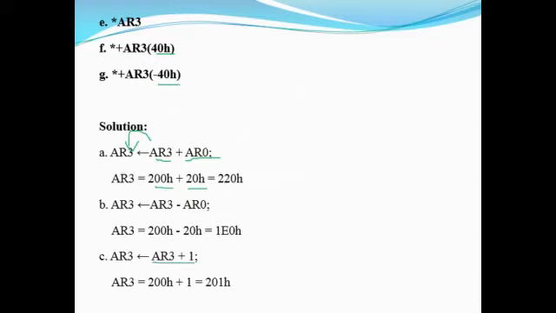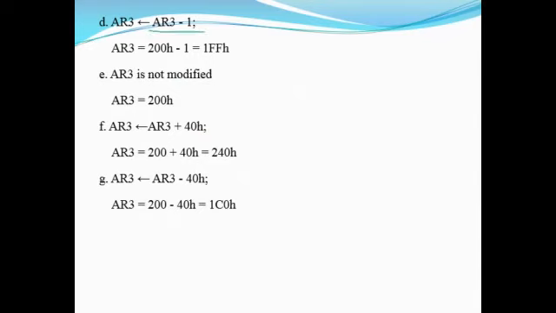Similarly, the content of AR3 is incremented by 1 and it is being stored in AR3. So 200 is the content of AR3, 200 plus 1 is 201 and it is stored in AR3. Similarly, AR3 minus 1 is 1FFH, which is stored in AR3.